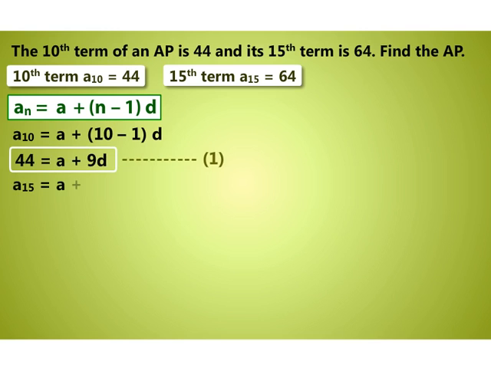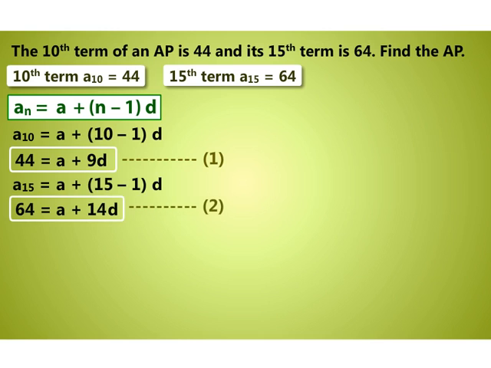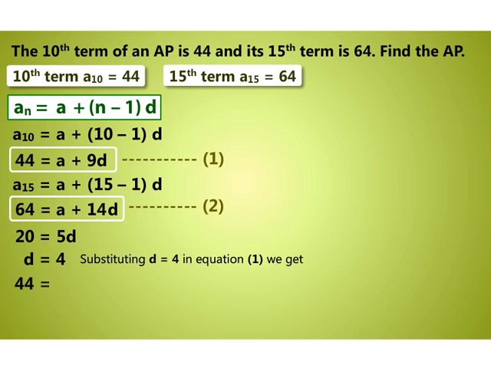Similarly, A15 = a + (15 minus 1)d, 64 = a + 14d. Consider this as equation 2. Subtracting equation 1 from 2, we get 20 is equal to 5d. Solving for d, we get d is equal to 4. Substituting d = 4 in equation 1, we get 44 = a + 9 into 4. Solving for a, we get a = 44 minus 36, which is equal to 8.